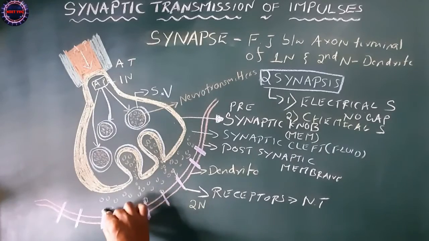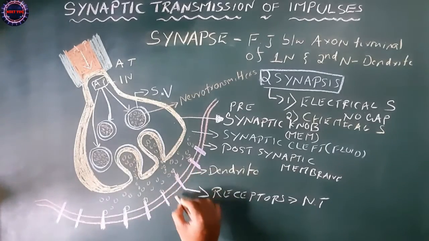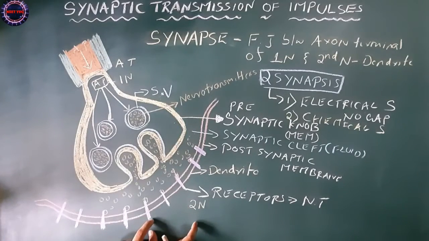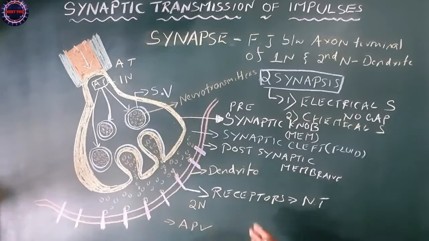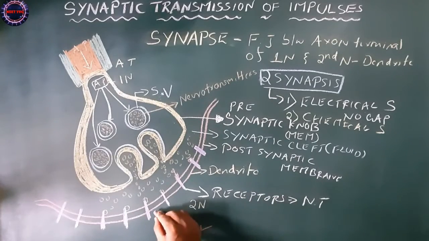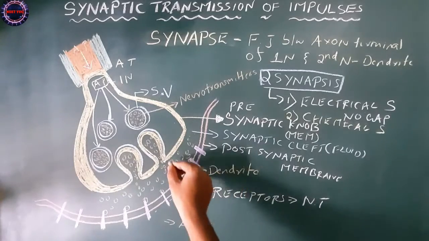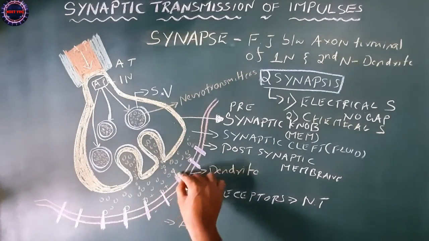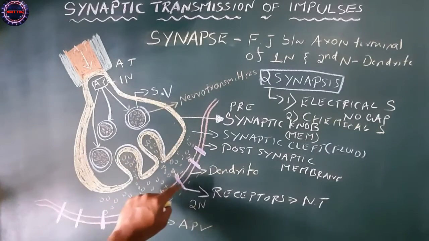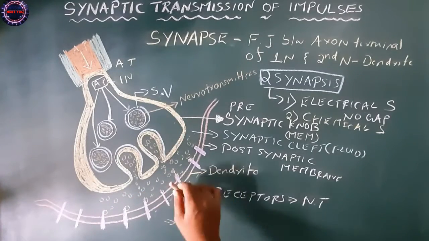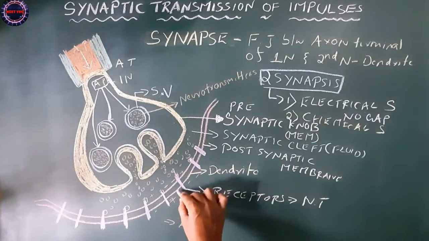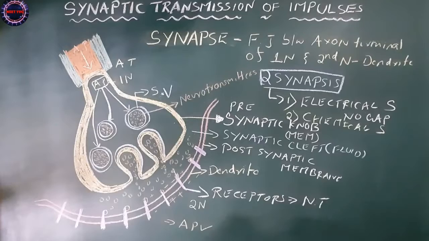When they bind, this creates depolarization in the second neuron's dendrites, so ultimately a new action potential is generated. Depolarization is nothing but reversal of the charge. Before we receive the neurotransmitter, inside is more negative and outside is positive. When the neurotransmitter binds to the receptor, the charge reverses. Outside becomes negative and inside becomes positive. This is depolarization, that is, generation of the action potential in the second neuron, and it continues throughout the neuron.